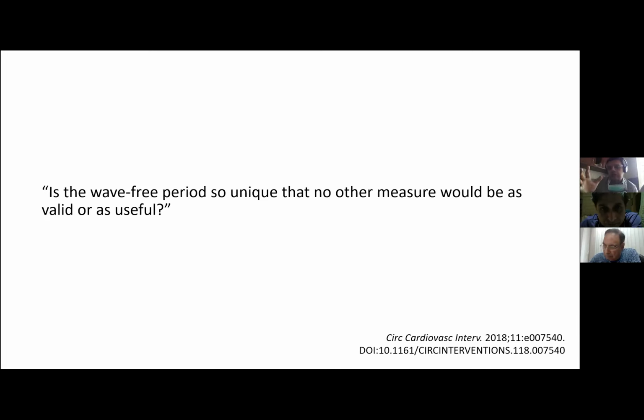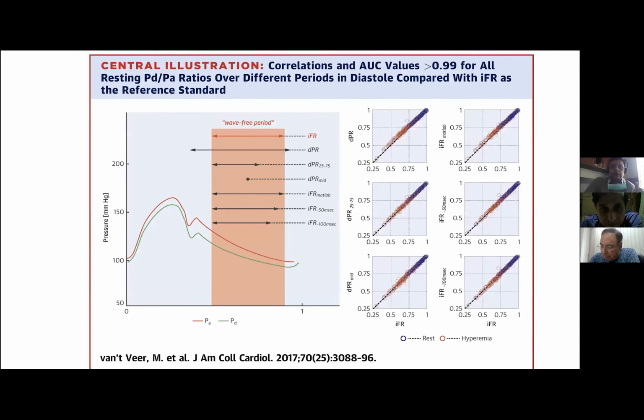You required a particular software which was proprietary to a particular company, and none would have access to that. So in 2017, Dr. Vantivar came with this paper where he looked at IFR versus other probable measurements of PD by PA in diastole. He measured the diastolic pressure ratio in the entire period of diastole, 25 to 75% of diastole, mid part of diastole, IFR using his own software, that is MATLAB, at minus 50 seconds or 100 milliseconds, and then compared with IFR.